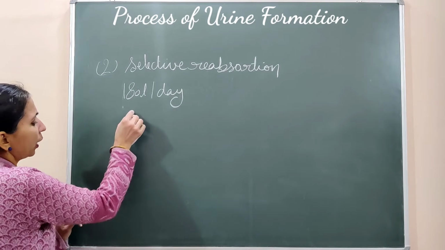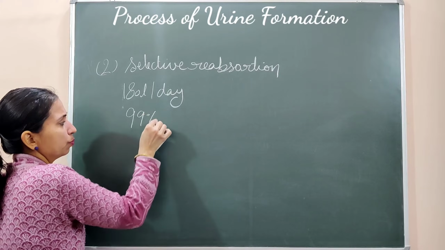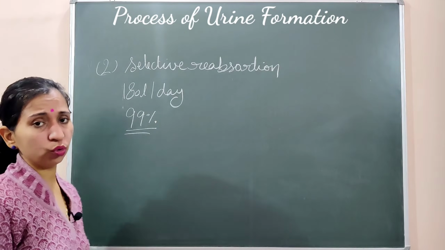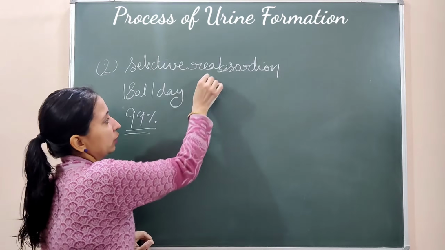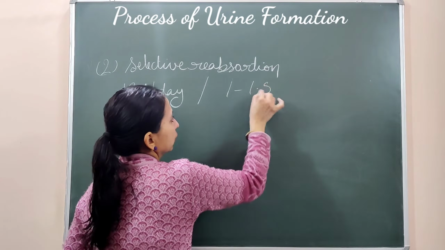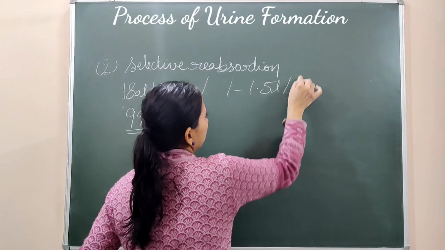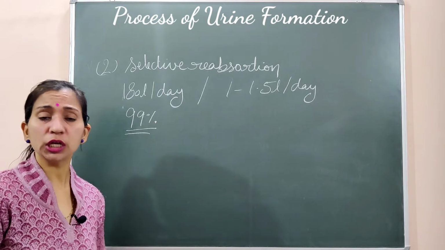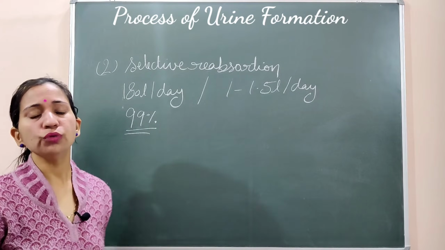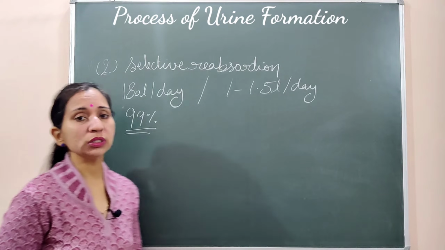Almost 99% of the filtrate that has formed should be reabsorbed, because the difference is very large. 180 liters of filtrate is formed, while the urine that passes out is 1.5 liters per day. So it's very less. It means almost 99% of substances get reabsorbed to form that much amount of urine. Let's see how this process happens.